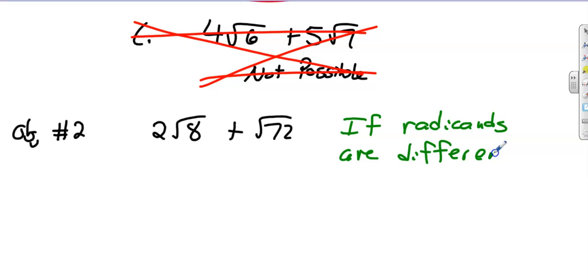here's what they're going to want you to do. They should basically give you everything in the first part where they're all the same. And then the second part says, all right, if the radicands are different, you're going to have to simplify or break them down.